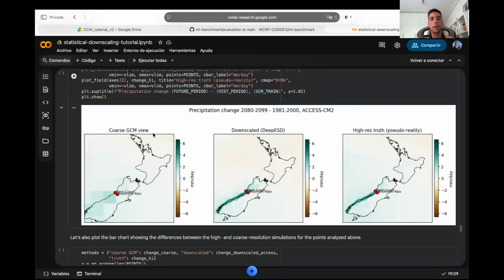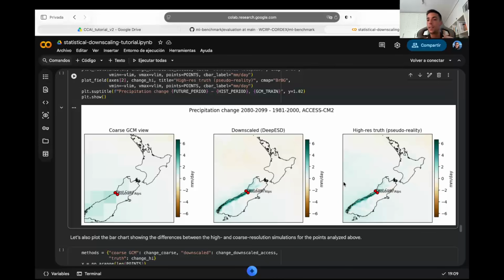Here, for instance, we have the climate change signal of precipitation for this period, taking as basis this historical period. We have the climate change signal of a GCM. We have the climate change signal predicted by the DPSD, by our deep learning model. And we have the climate change signal of the regional climate model, an RCM. The idea here is that these two should be similar. This is the result of statistical downscaling, and this is the result of dynamical downscaling. And actually what we see is that they are quite similar.